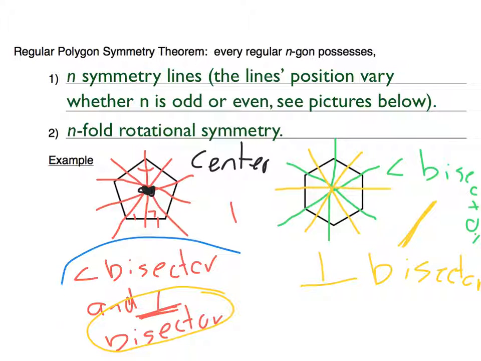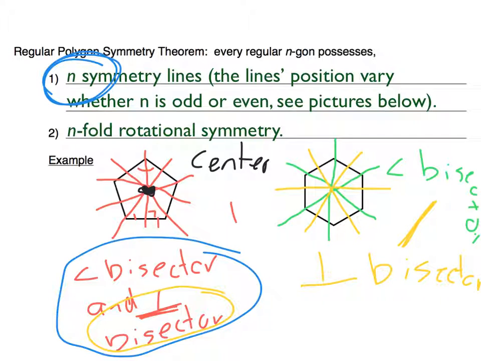When we get to an odd number, those are actually the same line. Okay, it splits one angle and one side. And you'll get used to that as we go. But the big thing here is we always have n lines of symmetry. So if I have 5 sides, I have to have 5 lines. If I have 6 sides, I have to have 6 lines.